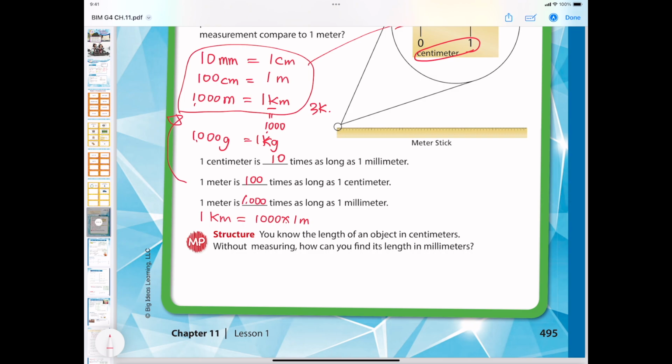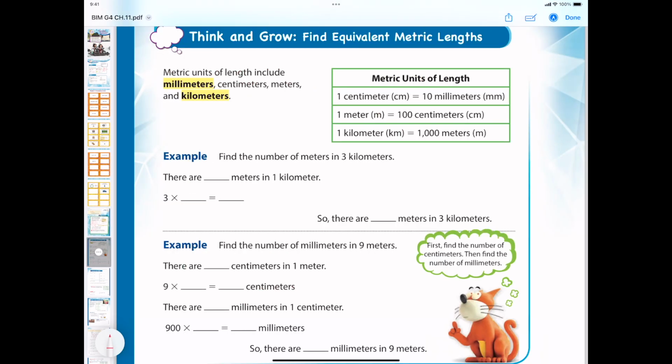So if you know the length of an object in centimeters, without measuring, how can you find its length in millimeters? Simply you can multiply by 10 to find it in millimeters. So metric units of length include millimeters, centimeters, meters, and kilometers. And that's what it is here.